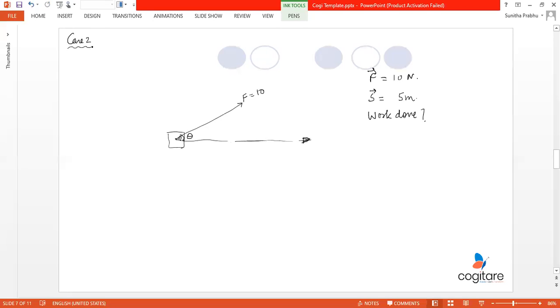Force into displacement, force into cos theta into displacement. Very good. Why did you say this? Along the x-axis it is F cos theta, and then because it's work, I multiplied it with displacement.